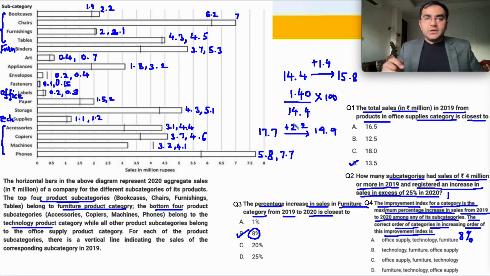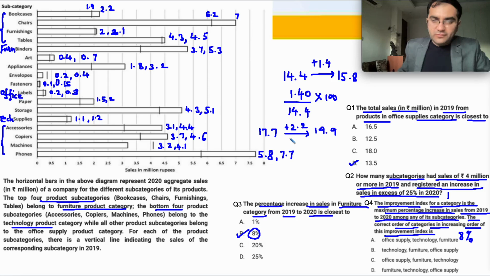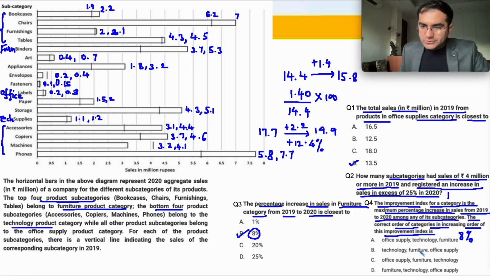ठीक है. And of course, I mean, you had a calculator as well in the exam, so let me just use that only quickly. Why to waste time? So I have 2.2 divided by 17.7. You get a 12.4%. 12.4% for tech. So obviously, furniture has to be less than tech. यहाँ पे furniture is more, यहाँ पे also furniture is more. इन दोनों में furniture is less than tech. C या D में से आंसर आएगा. So we have to check out office, the last one.